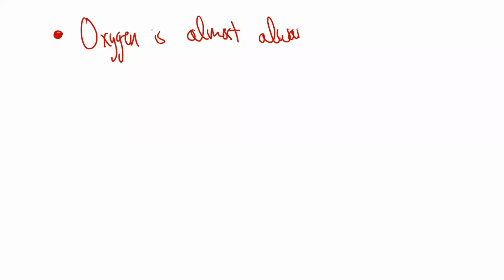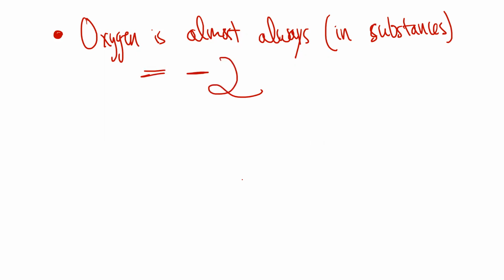Next, oxygen is almost always in substances equal to -2. There are exceptions. But this is not one of them.